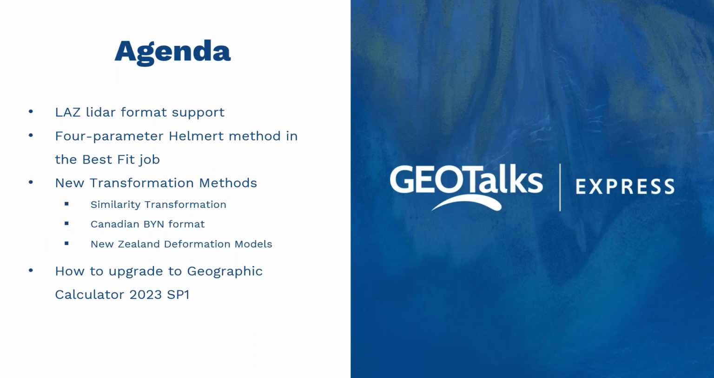Okay, and the agenda for today, we're going to look at the LAS LiDAR format support in Global Mapper 2023 SP1. And we also have a 4-parameter Helmert method added to the point database Bestfit Job. We have 3 new transformation methods that we want to talk about: the Similarity transformation, the Canadian BYN format transformations, and the New Zealand deformation models. And at the end, we'll just take a quick look at how to upgrade to Calculator 2023 SP1.